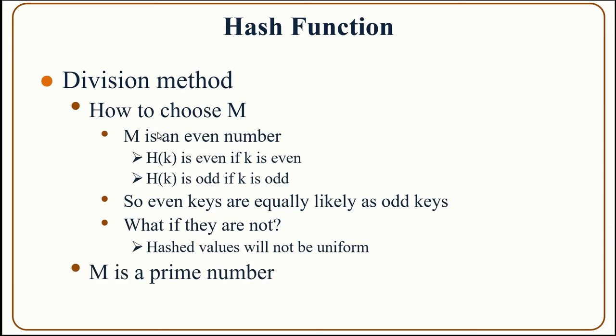But how can I choose the number m? Let's say m is an even number. Then the hash value is even if k is even, and it is odd if k is odd. So here even keys are equally likely as odd keys. If they are not, then hash values will not be uniformly distributed. So here we select m as a prime number.